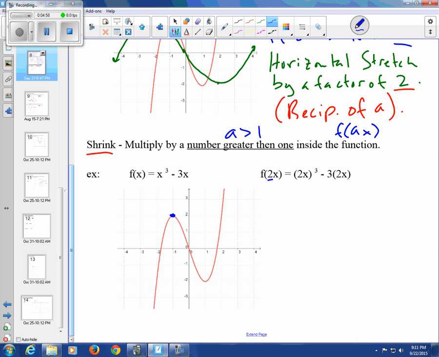We can spot that local max that we get when we plug in the x value of -1. f of -1 is, of course, 2, right? We get that local max of (-1, 2).